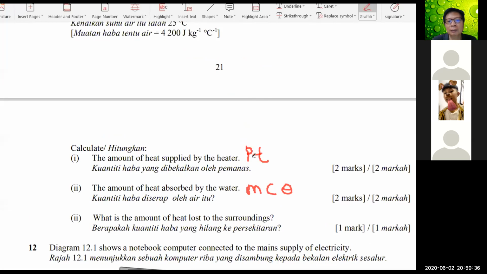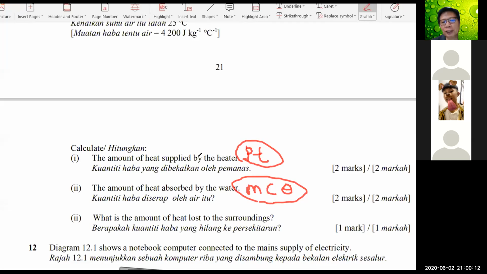PT is the heat supplied by the heater. The heat energy absorbed by water is mass times the specific heat capacity of water times theta, where theta is the change in temperature, mcθ. And then there is the energy loss. Among these two answers, PT and mcθ, which answer will be bigger?